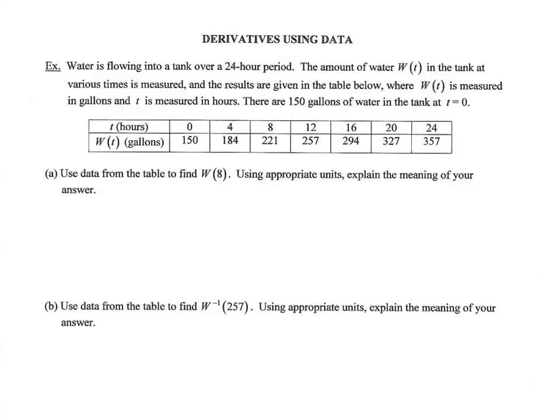Okay, so water's flowing into a tank over a 24-hour period. It doesn't say anything about it stopping. It's always flowing over that 24-hour period. The amount of water is measured at various times, and we have results in the table. W of T is in gallons, and T is in hours. And there are 150 gallons of water in the tank at time equals 0. That may or may not be important to us later, but that is some initial condition.